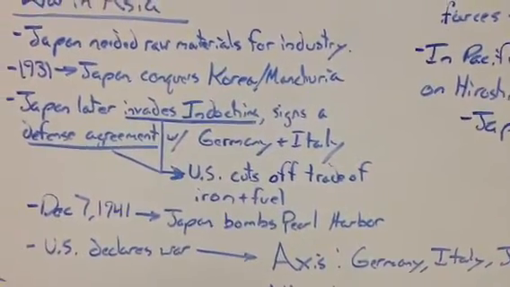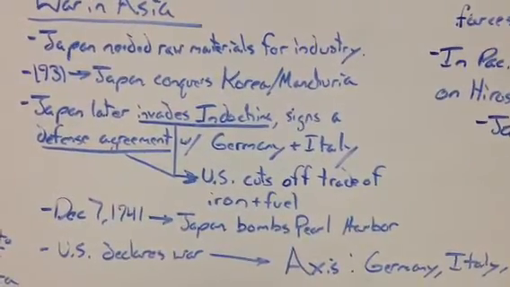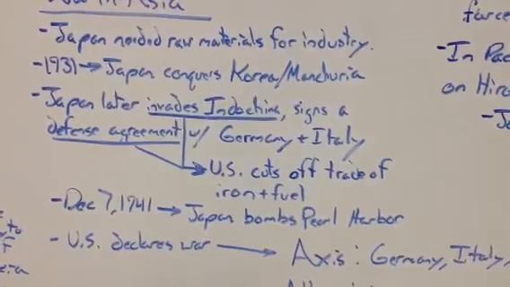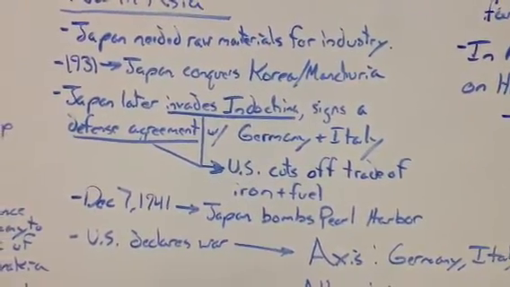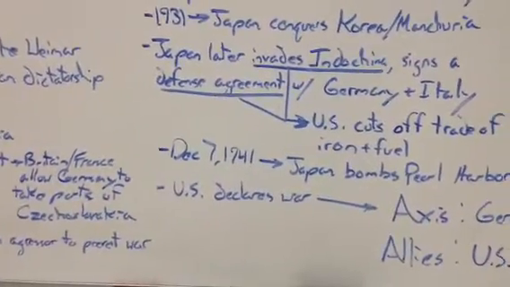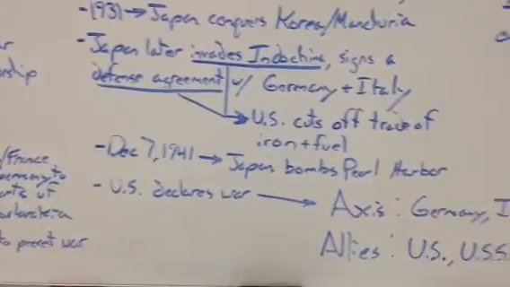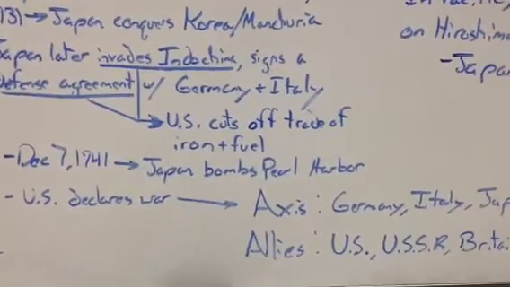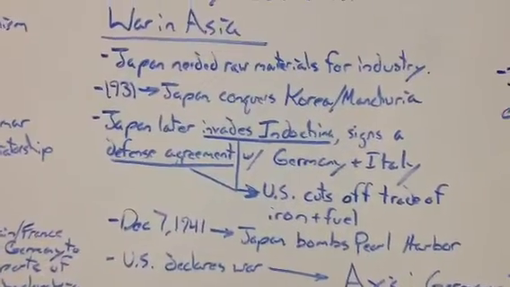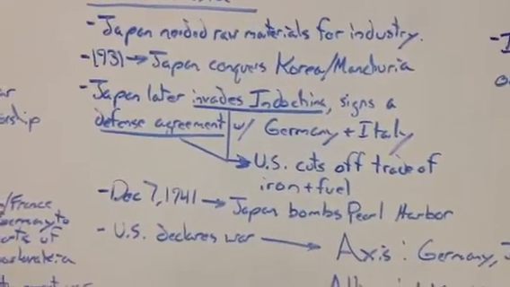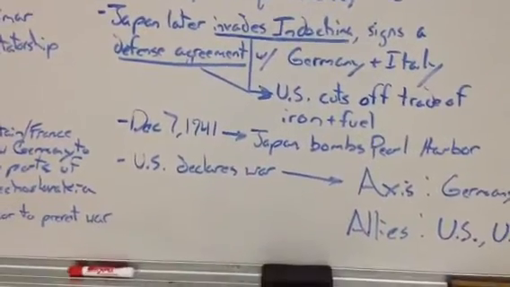decides to cut off trade with Japan, particularly key war materials the Japanese need, especially iron and fuel. And the Japanese are very angry about this, and they see us getting ready to be in their way, and so they launch a surprise attack. On December 7th, 1941, Japan bombs the U.S. Pacific Fleet at Pearl Harbor. We enter the war, and then, of course, the defense agreement forces Germany and Italy to declare war on us, and then we are officially fully into World War II.